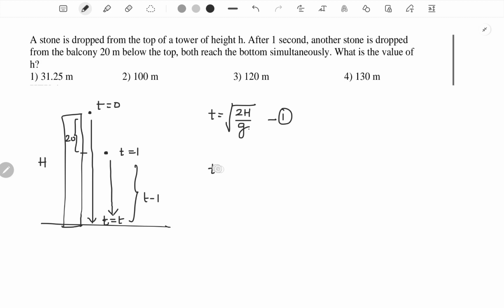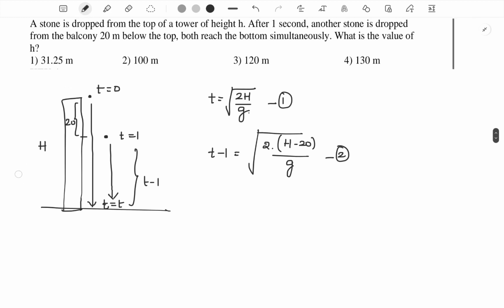So time taken by it to reach the ground is equal to root of 2 into, since it's dropped from a point which is 20 meters below the top of the building, that means it's been dropped from a height of h minus 20 above the ground. Okay, this is another relation between t and h. Now we will make use of these two equations to find the value of h. I hope you can simplify the equations. Please proceed with that. Okay, try that later.